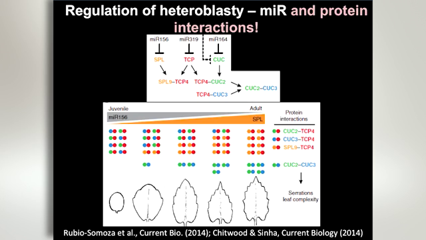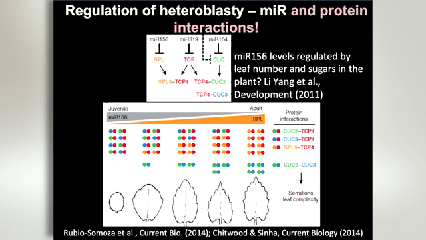And when the CUCs become free, they can lead to serrations and an increase in leaf complexity. So the SPLs are really playing a very important part in freeing cup-shaped cotyledon up so that it can then cause fractionation of the leaf primordium.